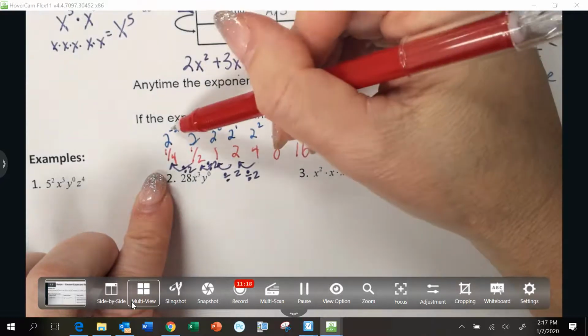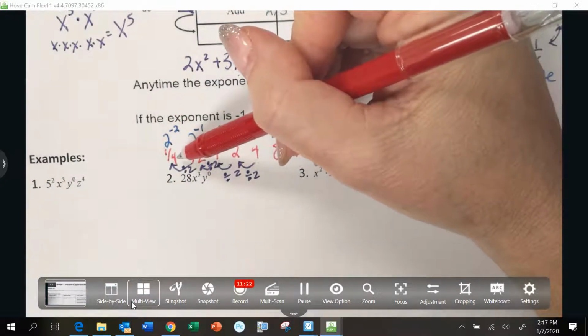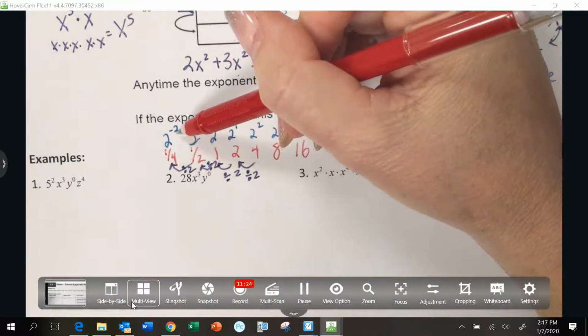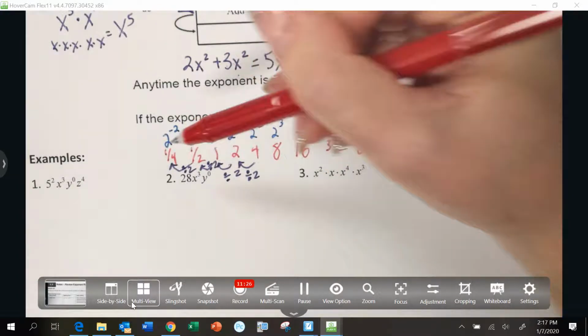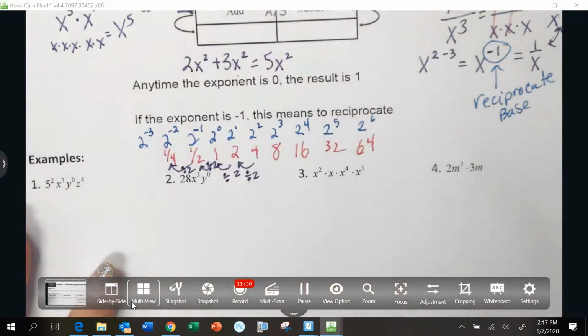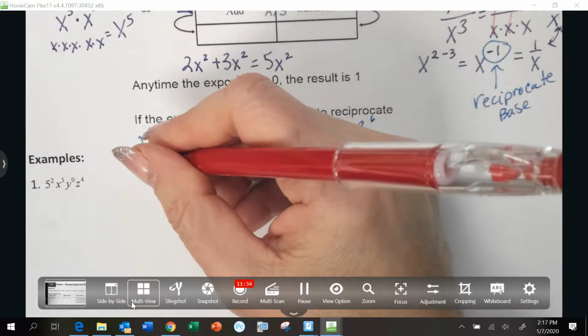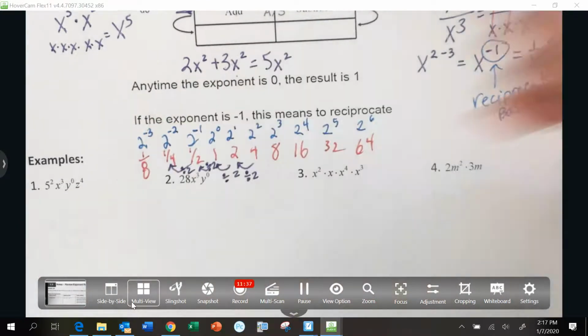So what this is saying is when you have a negative exponent, you reciprocate the base and square it. Oh, I get it. So if I did 2 to the negative 3, it'll be 1 over 8. It's going to be 8, but I'm going to reciprocate it, so it'll be 1/8. My teacher's never taught me that.